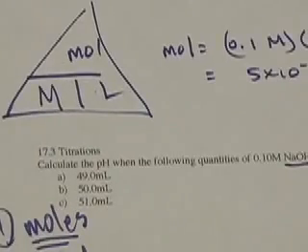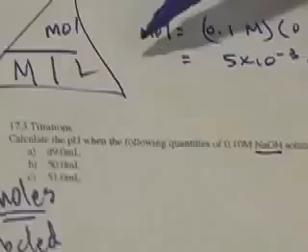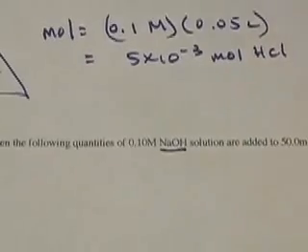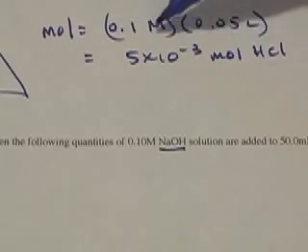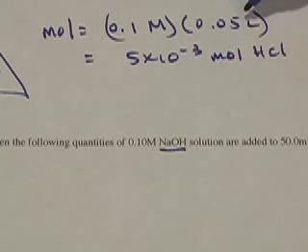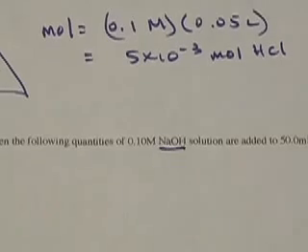Using the molarity triangle now, we're going to look for number of moles. We'll take the molarity of the solution, which is 0.1 molar, and we'll multiply it by our liters. We're told there's 50 milliliters of the HCl. If you multiply those together, that's our moles of HCl that we begin with.